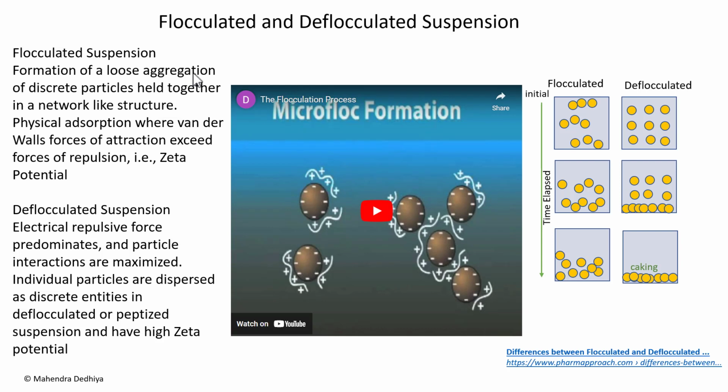So there are two basic characterizations of suspension. One is flocculated, other is deflocculated. Flocculated means they form flocks. As time elapses, particles will settle due to gravitational forces. The settling of the particles forms loose agglomerates. Flocculated suspensions form loose agglomerates, and this is because van der Waals attractive forces exceed the repulsive forces.